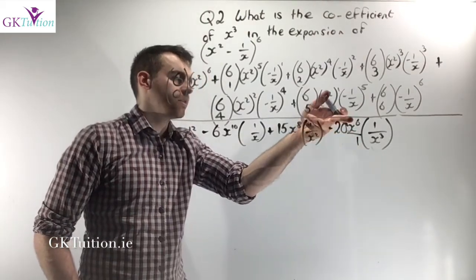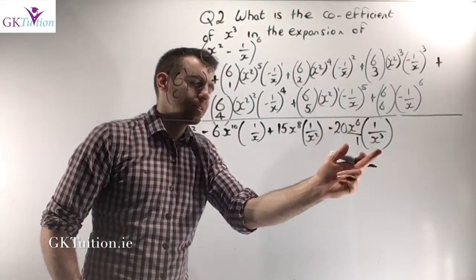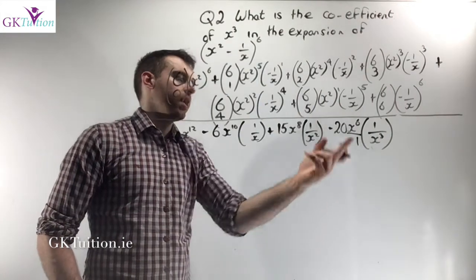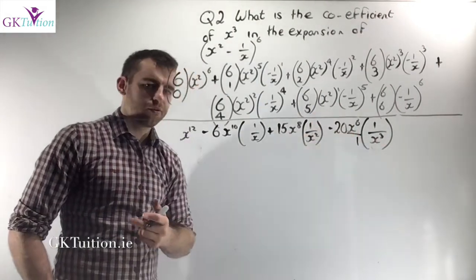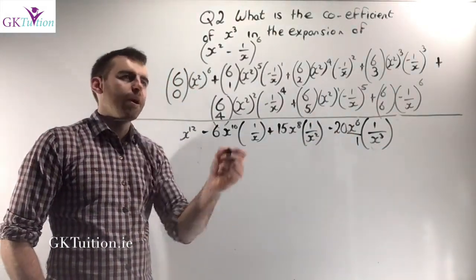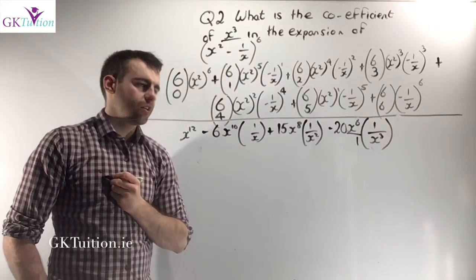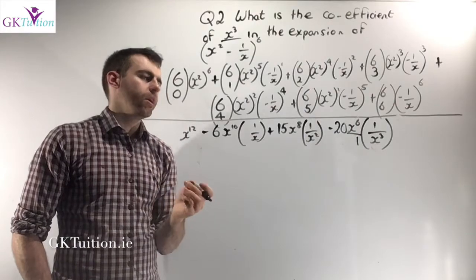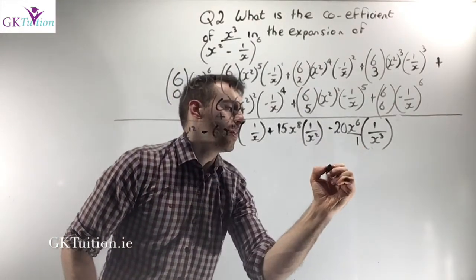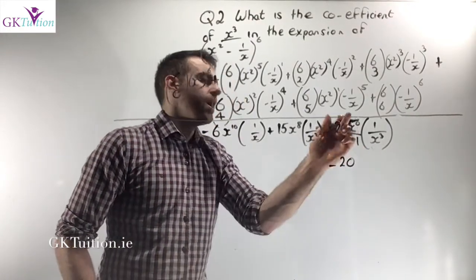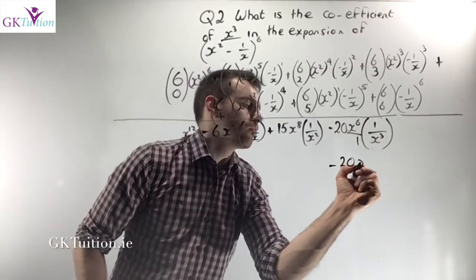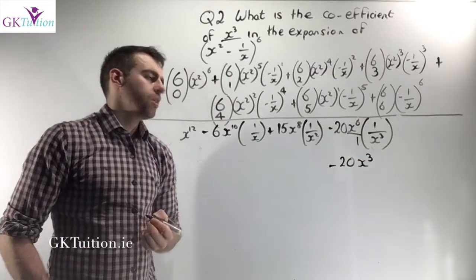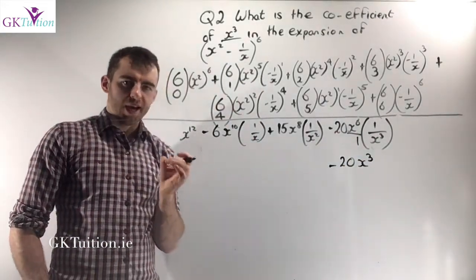I have an x to the power of 6 on the top, and 1 over x to the power of 3 on the bottom. If you have an x to the power of 6 on the top and x to the power of 3 on the bottom, when I subtract my powers, I'm going to end up with an x cubed. So it's actually the 4th term that was the one I was looking for here. If I simplify this, it just becomes minus 20. X to the power of 6 divided by x to the power of 3 is just x cubed. So the 4th term is minus 20x cubed.